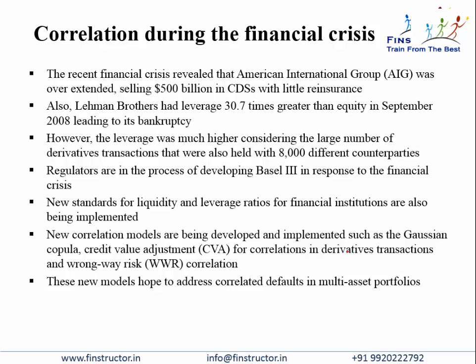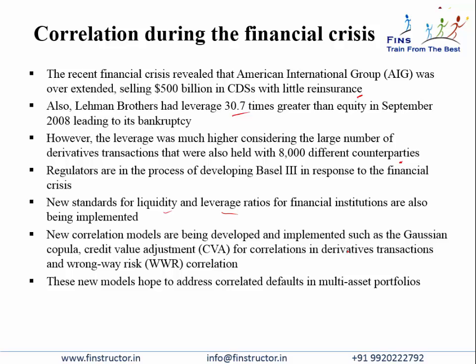The crisis revealed that the AIG group had sold $500 billion in CDSs with very little reinsurance. Lehman Brothers, we saw, had investments 31 times greater than its equity, or leverage of 31 times, which led to its bankruptcy in 2008. There were also many derivatives transactions held with many different counterparties. Which is why regulators today are in the process of developing the Basel III norms as a response to this financial crisis: there are enhanced standards for liquidity, leverage ratios need to be lower, and financial institutions in general need to be more secure.